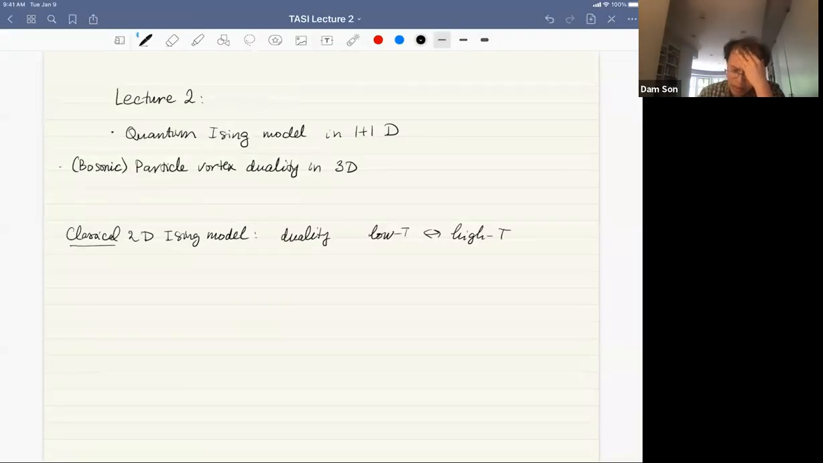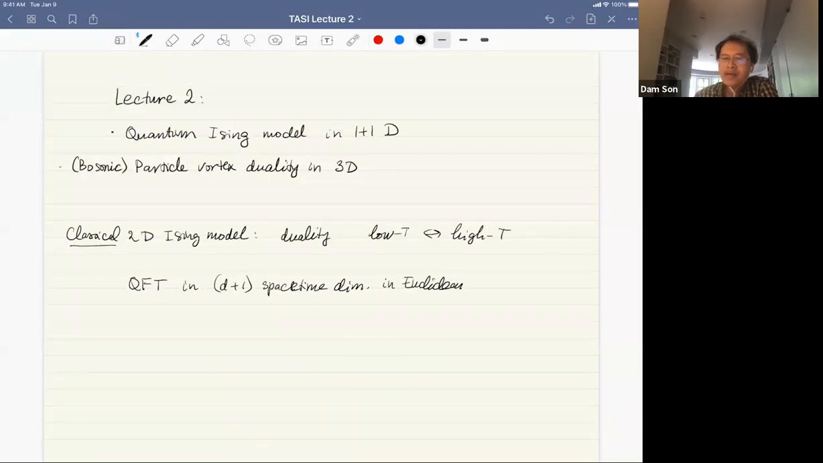Now, when we learn quantum field theory, we know that a quantum field theory in, say, d plus one space-time dimension, when we formulate this theory in Euclidean space, the path integral is the same as the path integral of a classical stat-mech system in d plus one dimension at finite temperature.